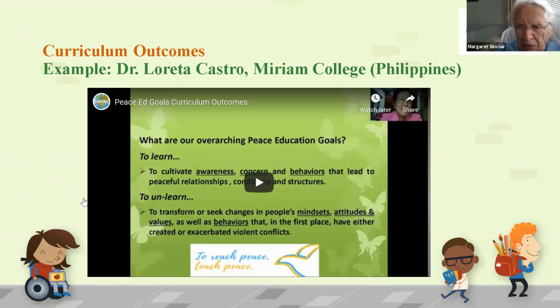So although we're giving some generic frameworks, for each country, each situation, the learning outcomes have to be contextualized. The content has to be contextualized by nationals.